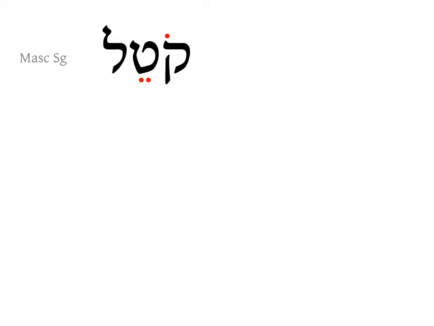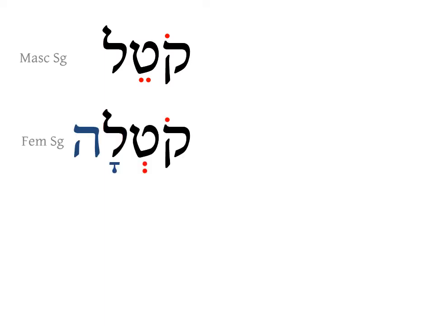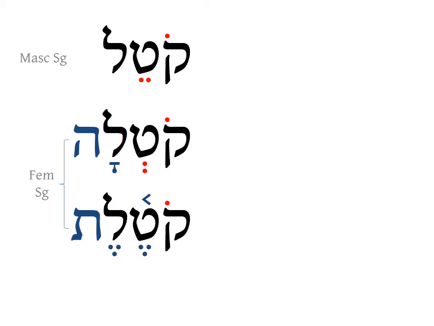So if we were to give all of the forms, we start out with kotel for the masculine singular. In the feminine singular, we can add the kamatse ending, kotala, but there is a more common way to form this, adding a tav on the end and changing the internal vowel pattern to a segolate ending, kotelet. See how there are two segols there? And the accent is now not on the last syllable, as in kotala, but is on the second to last, or the penultimate syllable, kotelet.